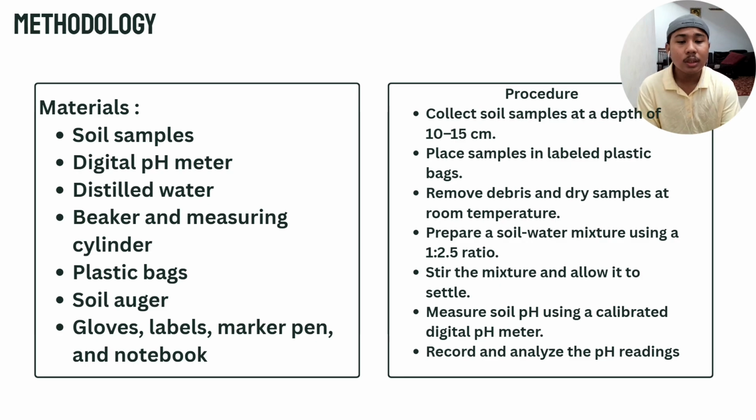Soil samples were collected from selected locations in Tasik Banding at a depth of 10 to 50 centimeters. The samples were labeled and brought to the laboratory after removing debris and drying the samples. A soil-water mixture was prepared. The soil pH was then measured using a calibrated digital pH meter. Finally, the pH values were recorded and analyzed.